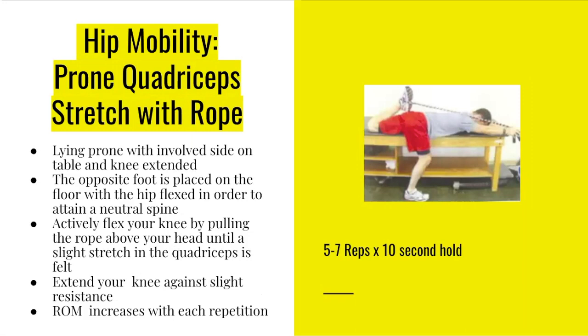Actively flex your knee by pulling the rope above your head until a slight stretch in the quadriceps is felt. Extend your knee against a slight resistance. Range of motion should increase with each repetition. Do this for 5 to 7 reps and a 10-second hold each time.